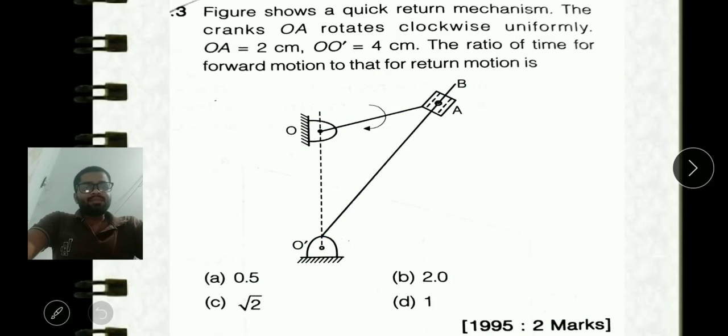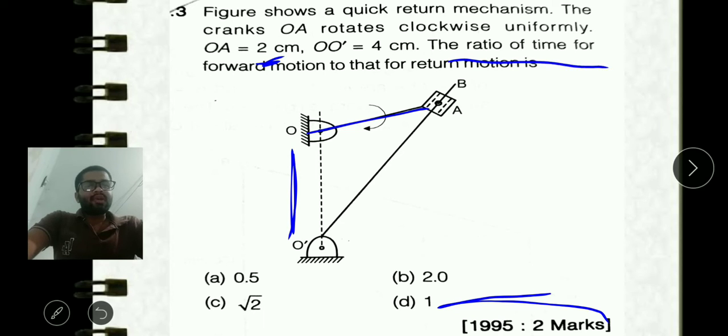Moving next, this question was asked in 1995 for 2 marks. Let us see this. It is telling that the figure shows a quick return mechanism. The crank OA rotates clockwise uniformly, that is given here. The distance OA is given as 2 centimeter, and OO dash is also given, that is 4 centimeter. We need to calculate the ratio of time taken for the forward motion to that of the return motion.